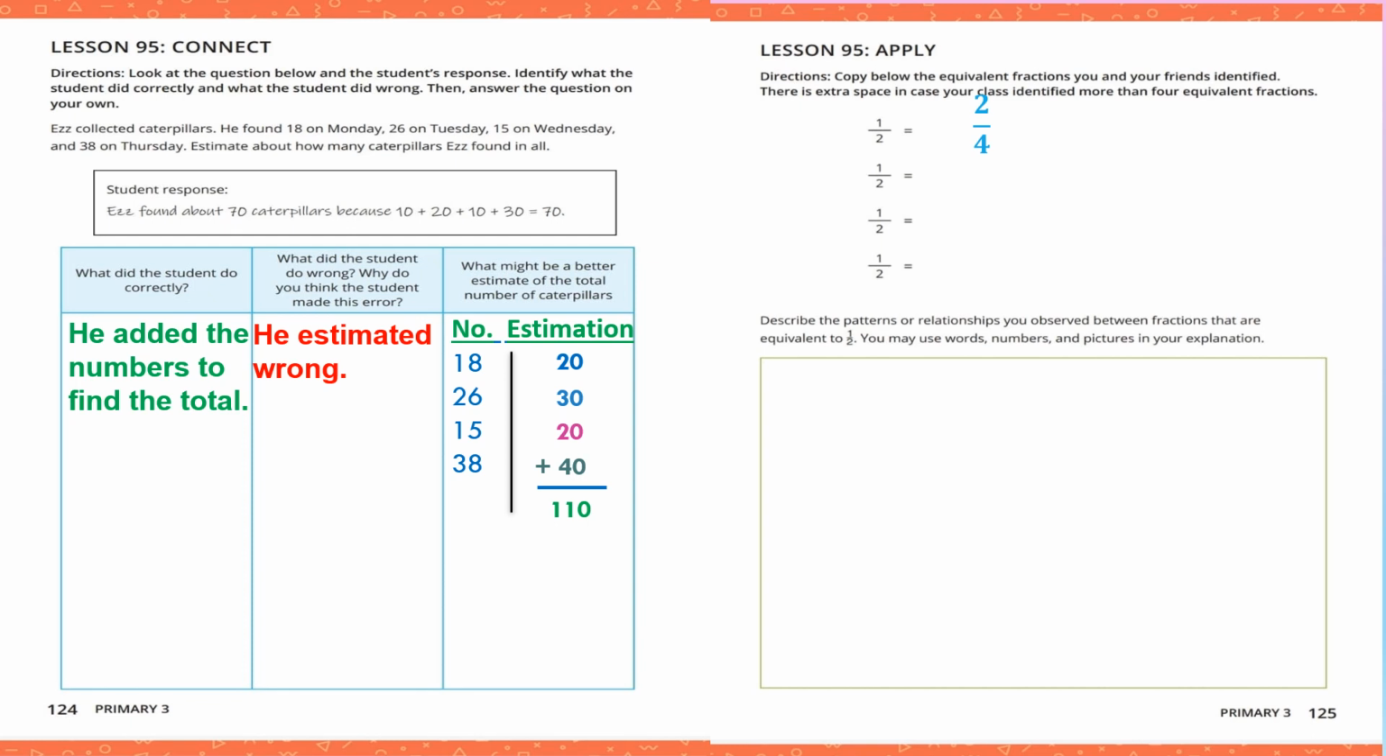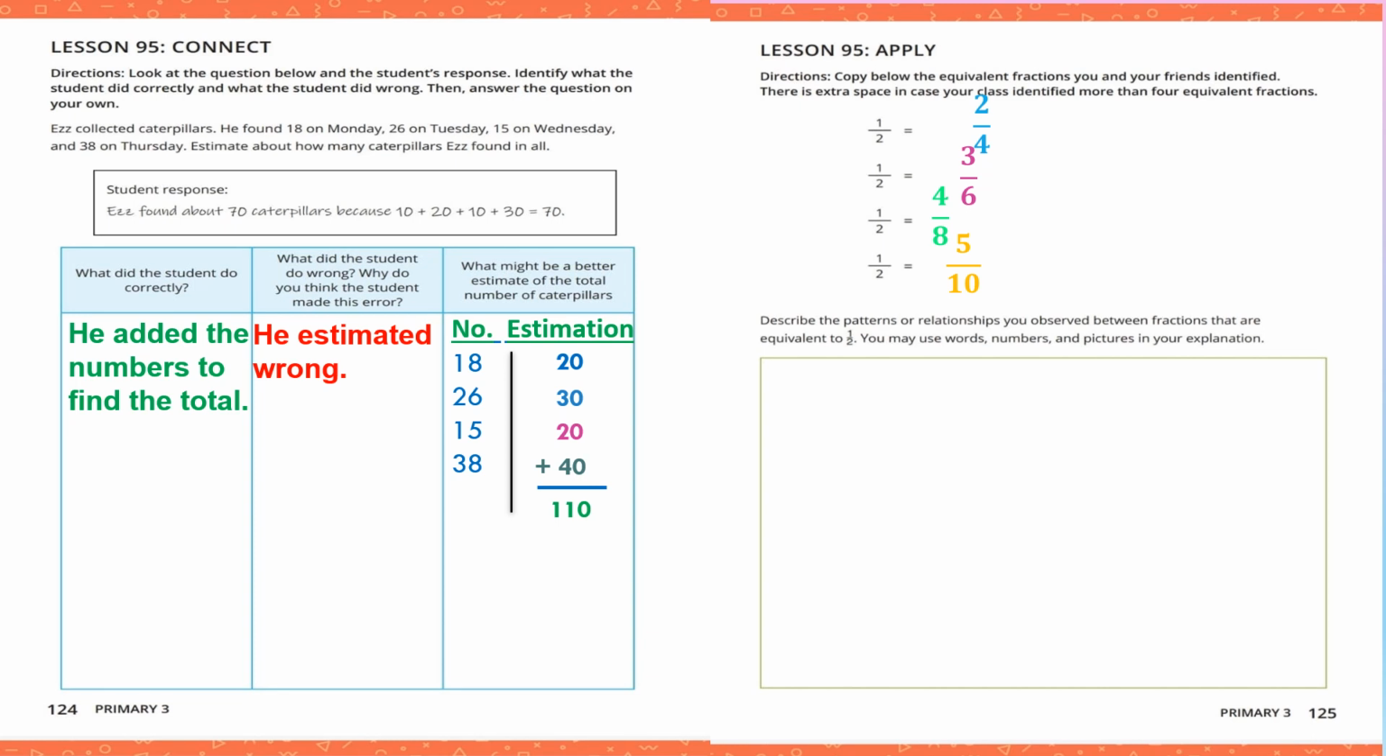The second one, let's multiply them by 3. 1 times 3 equals 3. 2 times 3 equals 6. 3 over 6. Let's multiply them by 4. 1 times 4 equals 4 over 2 times 4 equals 8. 4 over 8. The last one, multiply them by 5. 1 times 5 equals 5. 2 times 5 equals 10.